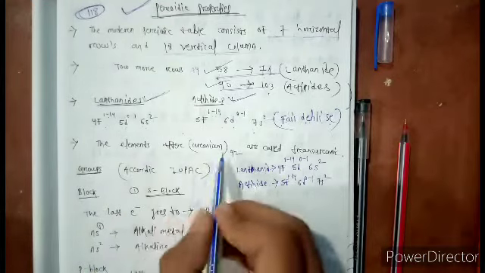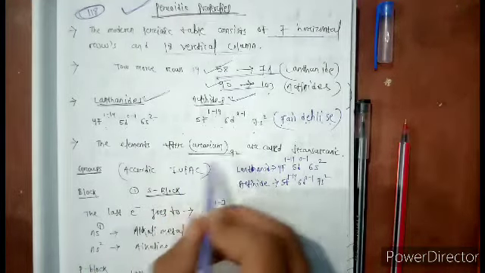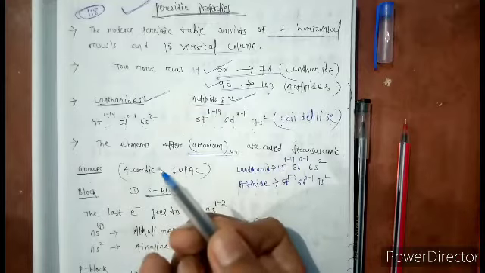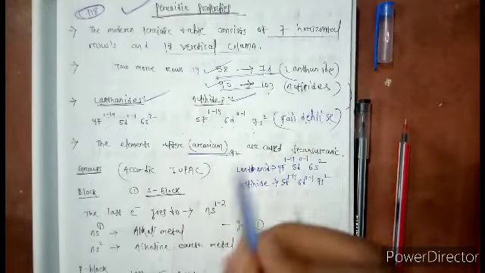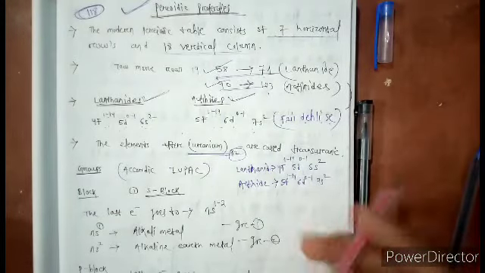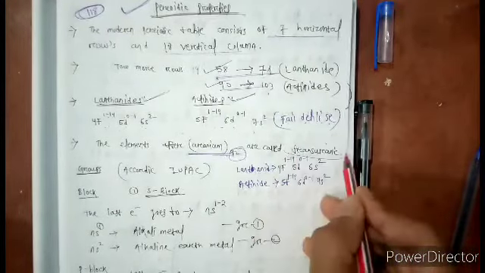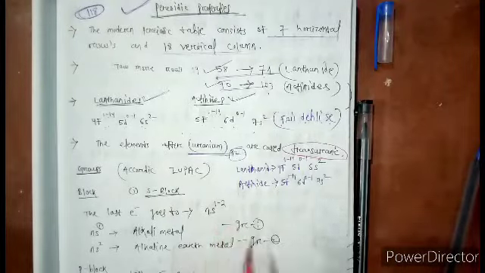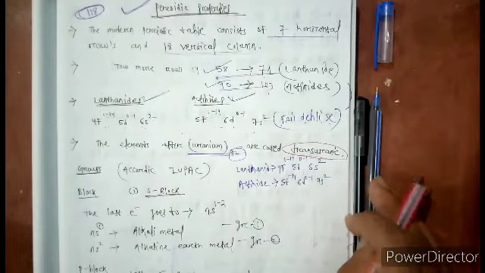The elements after uranium, that is, after atomic number 92, are called transuranic elements.